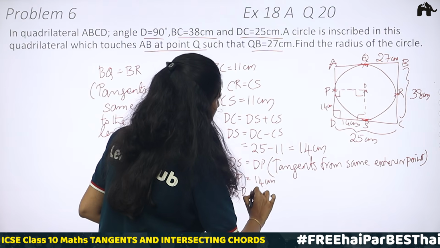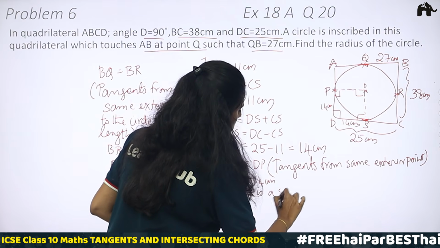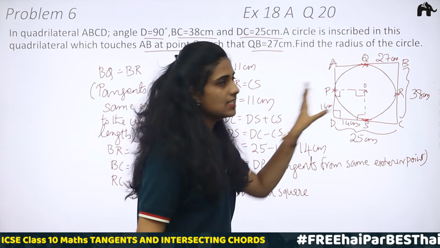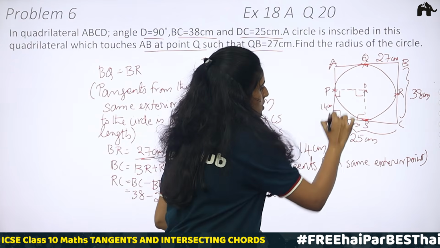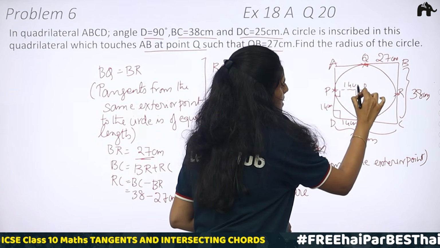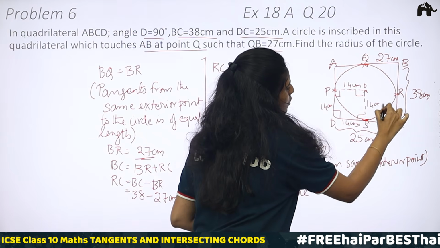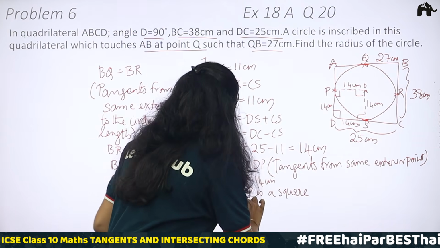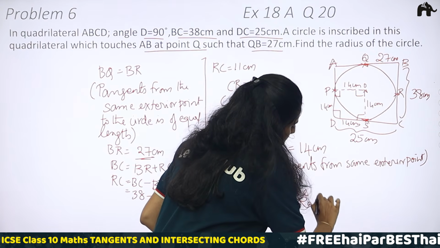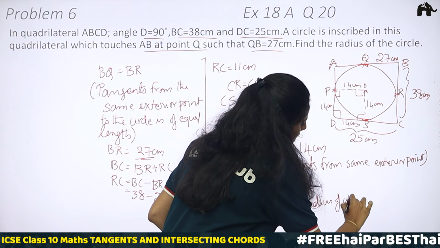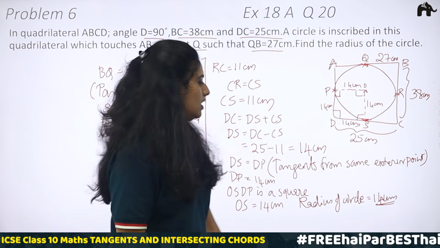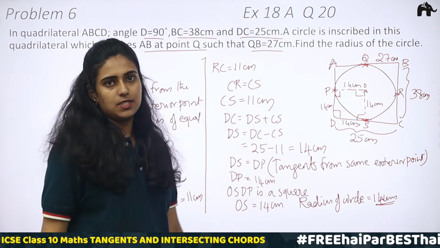OSDP is a square. We know for a square, all the sides should be equal. We have determined two sides. If this and this are 14 centimeters, then OP will be 14 centimeters. Similarly, OS will be 14 centimeters. Okay, OS and OP are radii. OS is equal to 14 centimeters. Therefore, the radius of the circle is equal to 14 centimeters.